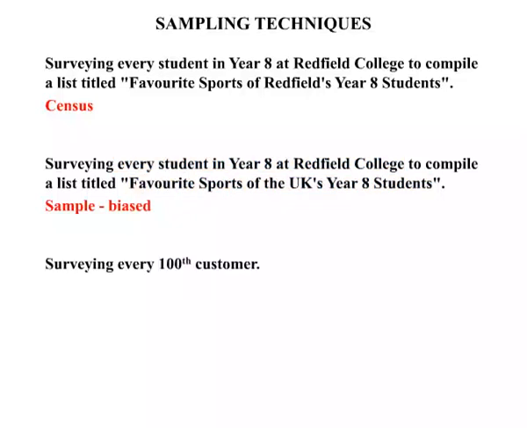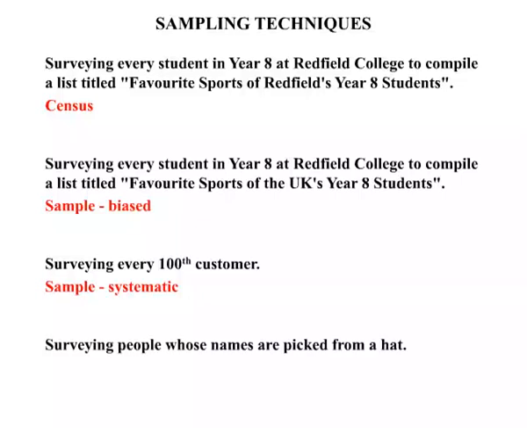What about surveying every 100th customer? Well, this would be a sample certainly, and it would be systematic. Alright, systematic and organised way. Surveying people whose names are picked from a hat. Alright, this is again a sample, a random sample. People are chosen purely by chance.